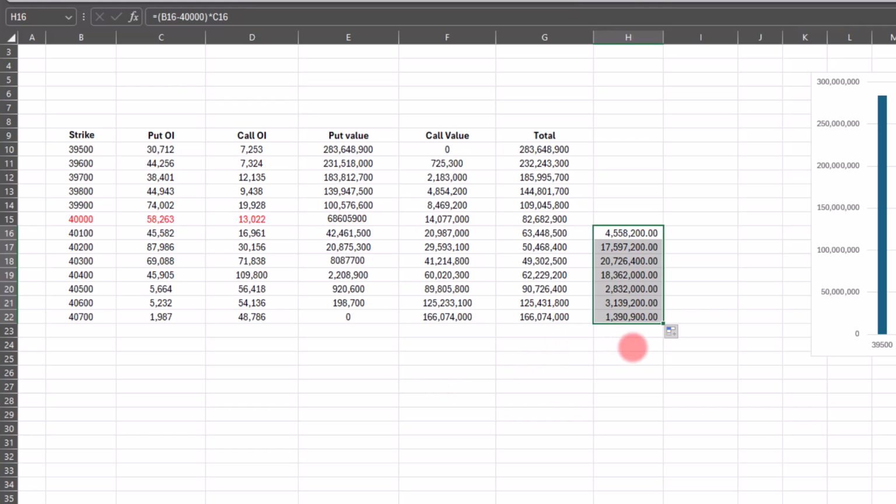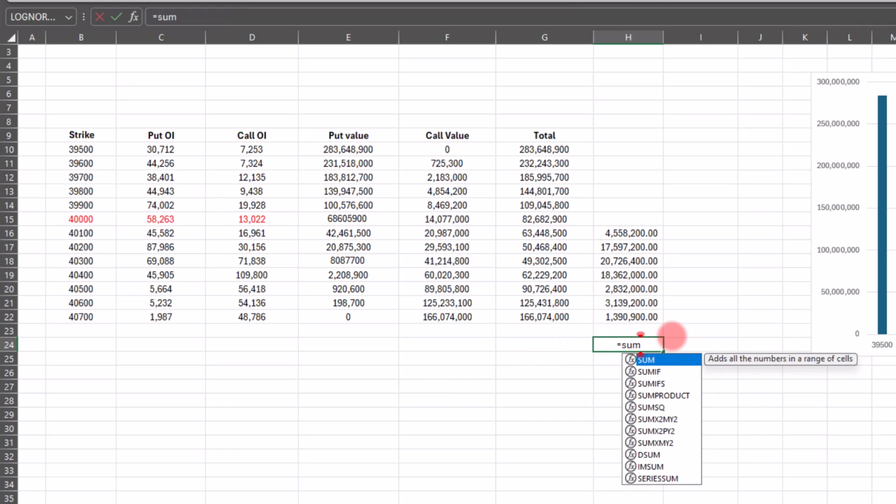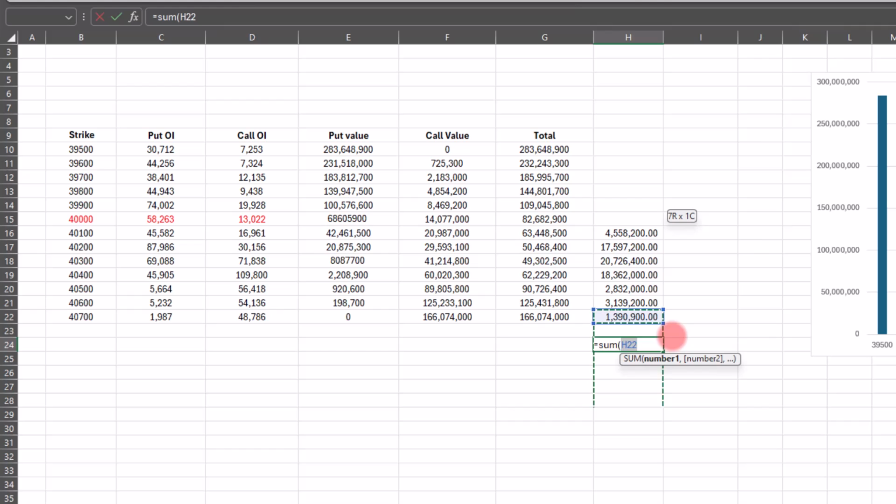Dow closes at 40,000. So again, if we did this right, we should do sum, and let's bring this up, and we should get about 68.6 million. And that's what we got right here. Not sure why my commas didn't show up there, but anyway, that's the same number right there, 68,605,900. All right, so that's where that number is coming from.